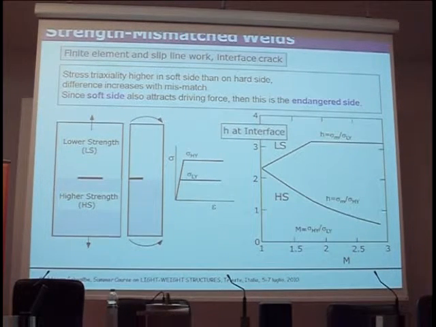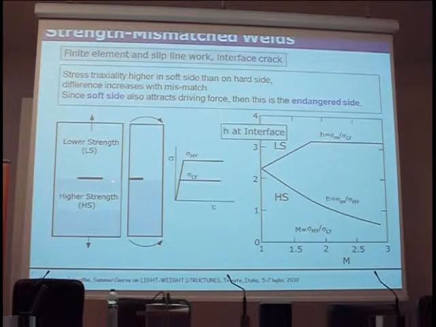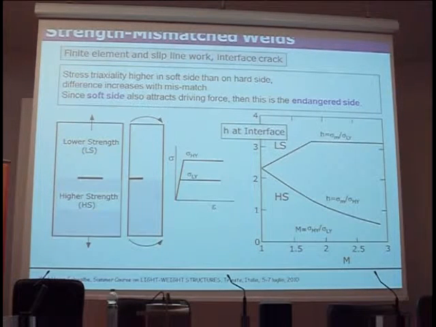Now, Kim did also calculate stress triaxiality for this case here, a bimaterial case, not a strip squeezed between a substrate. Here it is a high strength material, a low strength material, and the crack at the interface, tension and bending. Here it's the low strength material, here the high strength material down here. And the main result is that triaxiality is higher at the lower strength side than on the higher strength side. This is high strength, low strength.